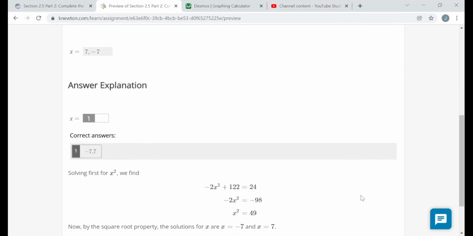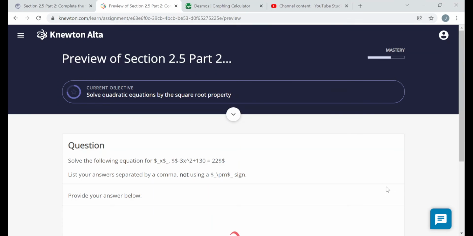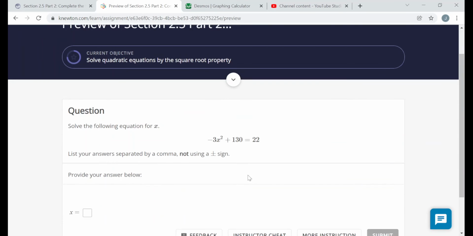There we go. All right, so this should be the last one in the square root property. All right, you know what? I'm just going to do this one out loud.